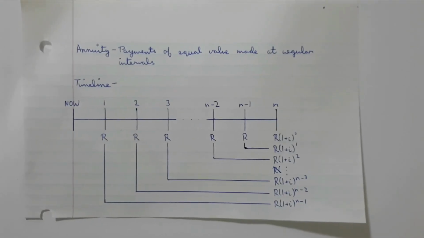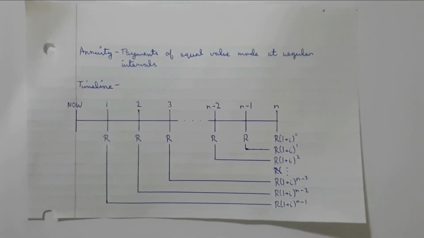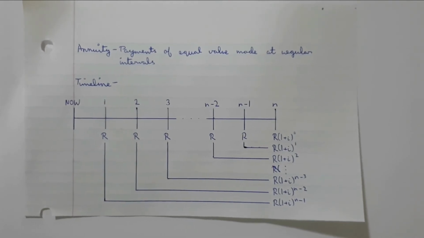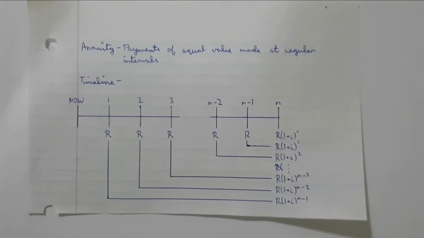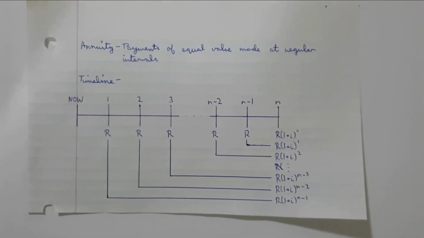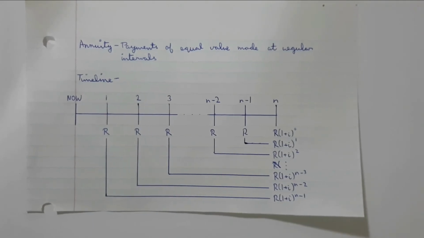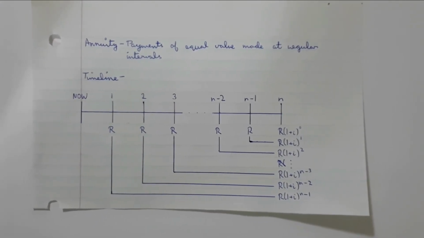An annuity is a series of payments of equal value made at regular intervals. A timeline illustrates an annuity. To draw a timeline, you divide a line into the number of compounding periods and write the regular payments underneath each compounding period. The last payment incurs no interest since it was made at the end of the compounding period and there are no more compounding periods after it.